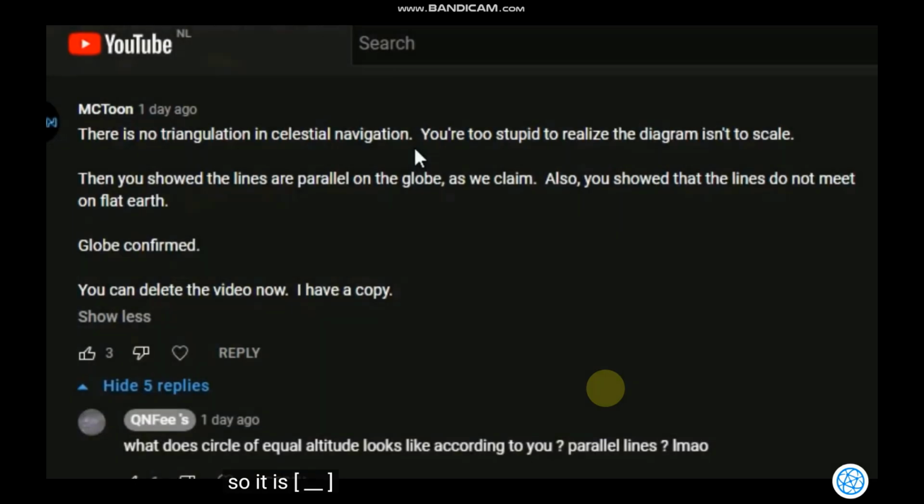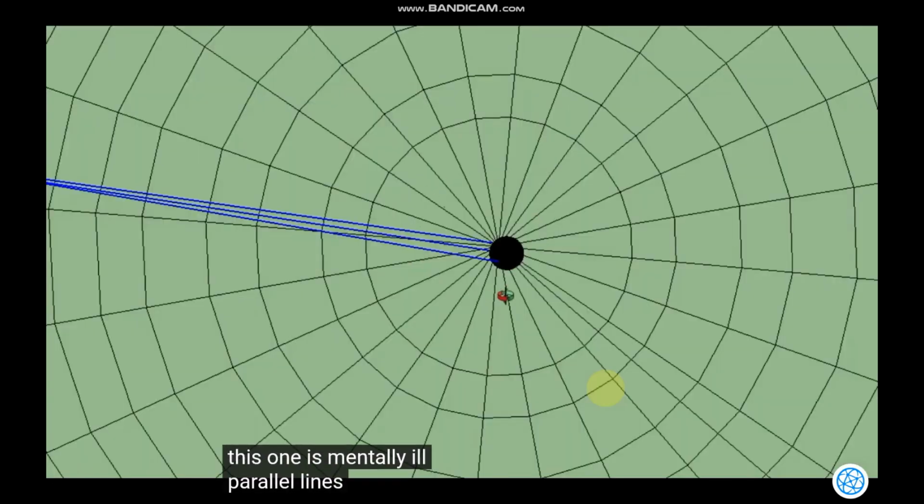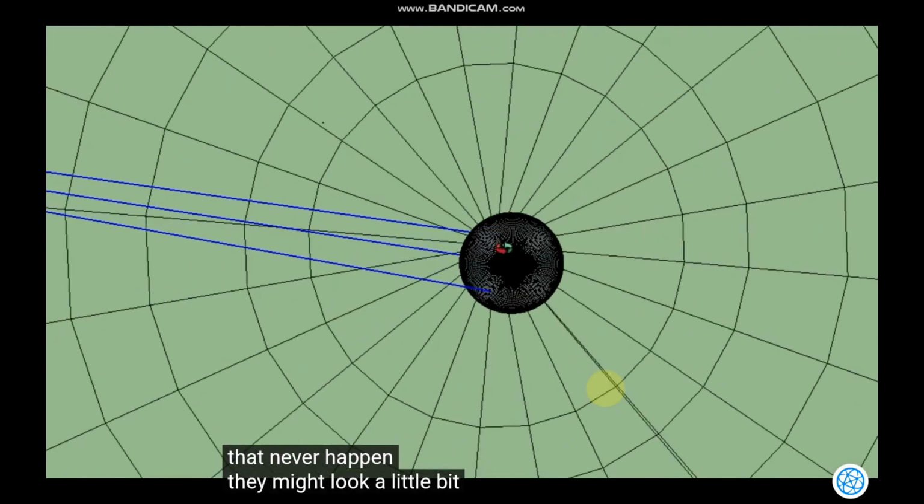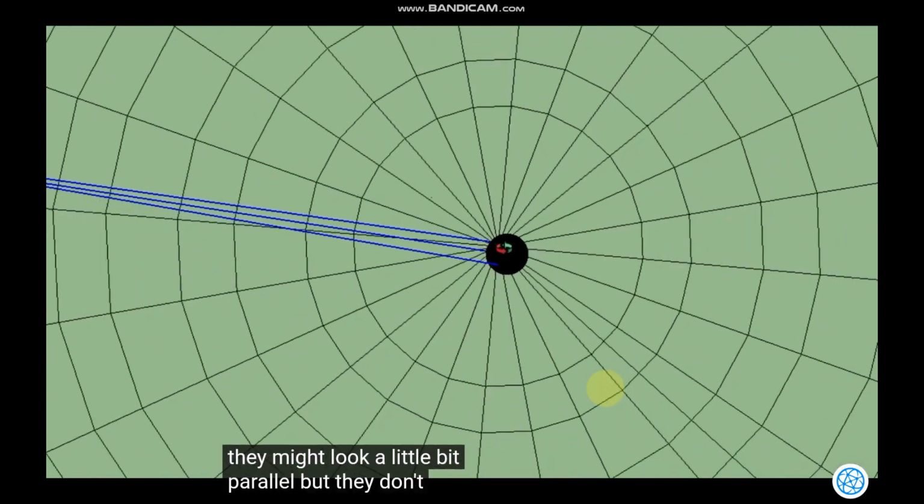So this moron thinks he can make the lines of a triangle parallel by increasing the distance. This one is mentally ill. Parallel lines. That never happened. They might look a little bit parallel, but they don't.